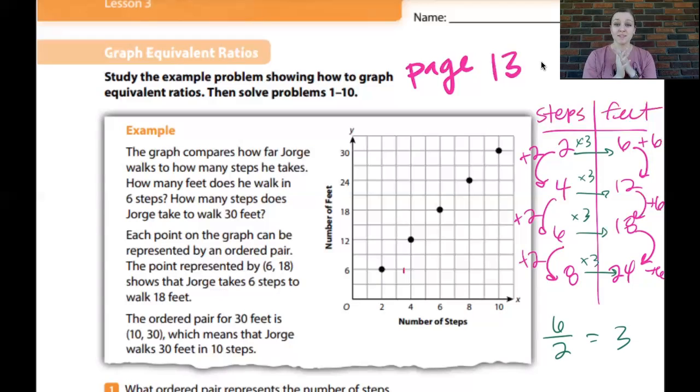So hopefully this is helpful. You can find some equivalent ratios. The biggest thing to remember is that for equivalent ratios, I need to multiply or divide both parts of my ratio by the exact same number. They cannot be different. So hopefully this is helpful.